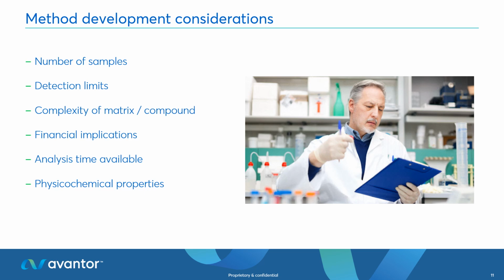But what then about the method development considerations? At the start of the presentation, we looked at a variety of different sample preparation techniques. Each of these techniques has advantages and disadvantages, and some of them will be more applicable in different types of analytical environments. So the number of samples, detection limits, and the complexity of the matrix compound will all have decision-making implications in terms of which of those different techniques to use. As well as that, the analysis time available, the physicochemical properties, and also financial implications.